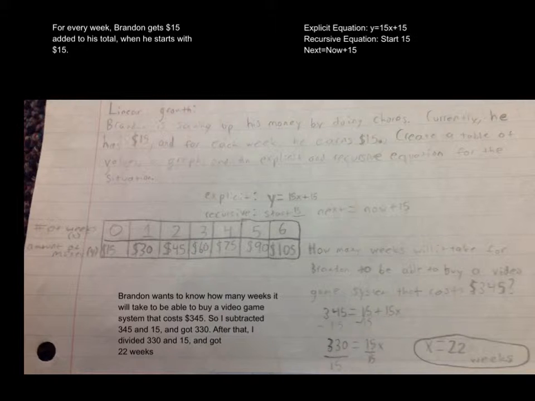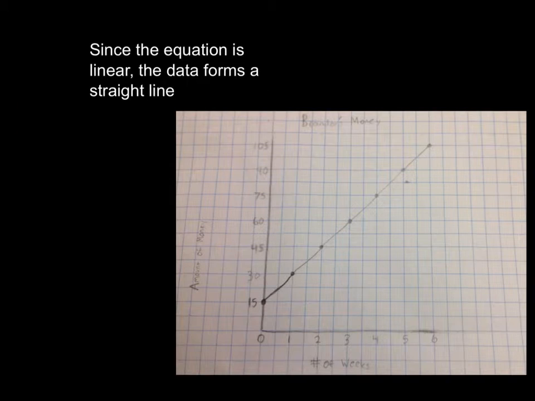Brandon wants to know how many weeks it will take him to buy a video game system that costs $345. So I subtracted 15 from 345 and got 330. After that, I divided 330 by 15 and I got 22 weeks. And since the equation is linear, the data forms a straight line.